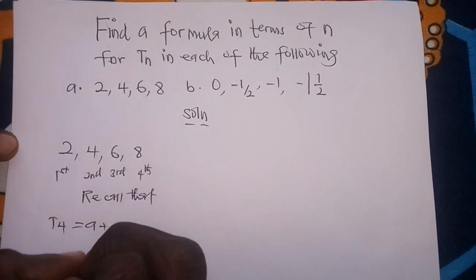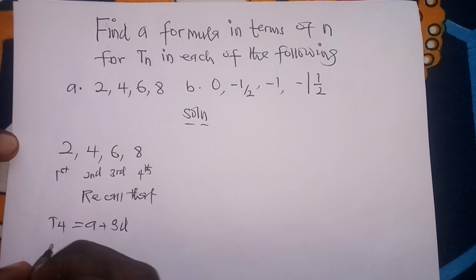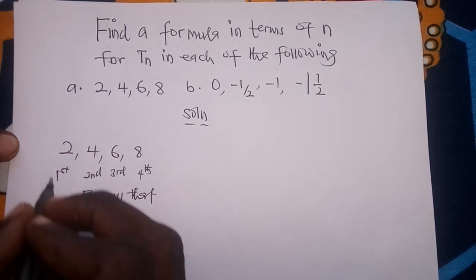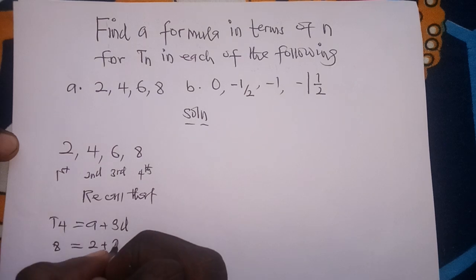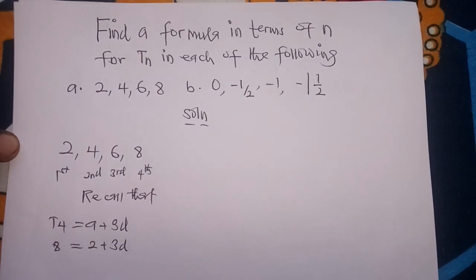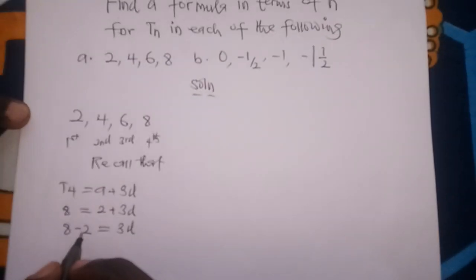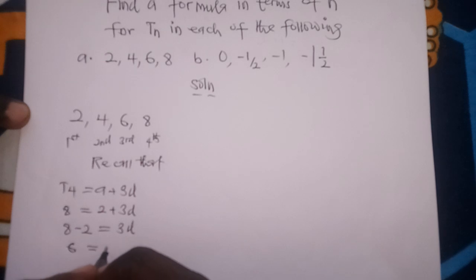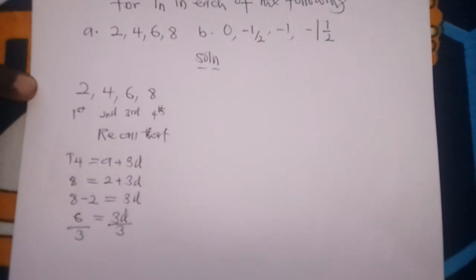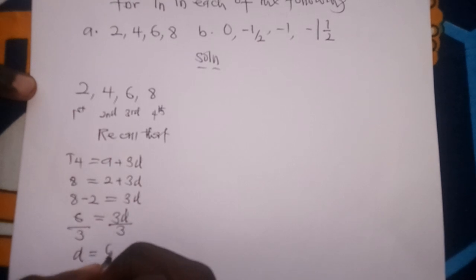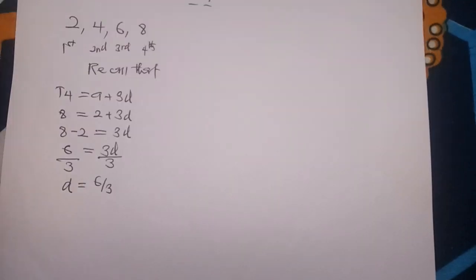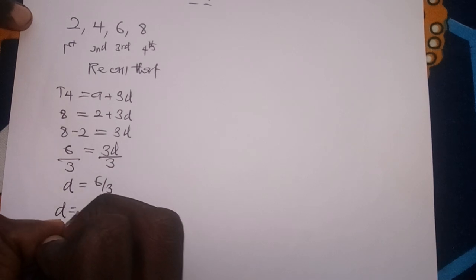becomes a plus 3d, and we are given the fourth term as 8. We say 8 is equal to the first term, given as 2, plus 3d. When this is moving, 8 minus 2 equals 3d. We want to find the common difference, so 8 minus 2, giving you 6, is equal to 3d. Then we divide both sides by 3. The common difference becomes 6 divided by 3, then our common difference becomes 2.